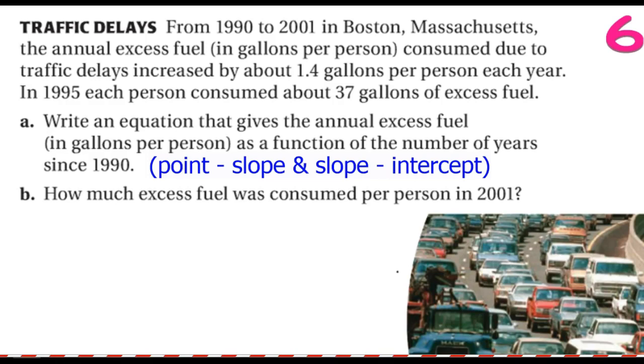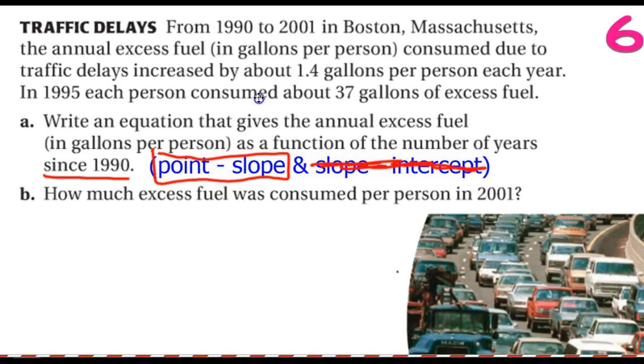Alright, a word problem. It says, from 1990 to 2001 in Boston, Massachusetts, the annual excess fuel in gallons per person consumed due to traffic delays increased by about 1.4 gallons per person each year. In 1995, each person consumed about 37 gallons of excess fuel. Write an equation that gives the annual excess fuel in gallons per person as a function of the number of years since 1990. So that's important, since 1990. Now it doesn't tell us what kind of equation to write, so I'm going to tell you to write it in point-slope form. Just ignore the slope-intercept, we don't need that right now.